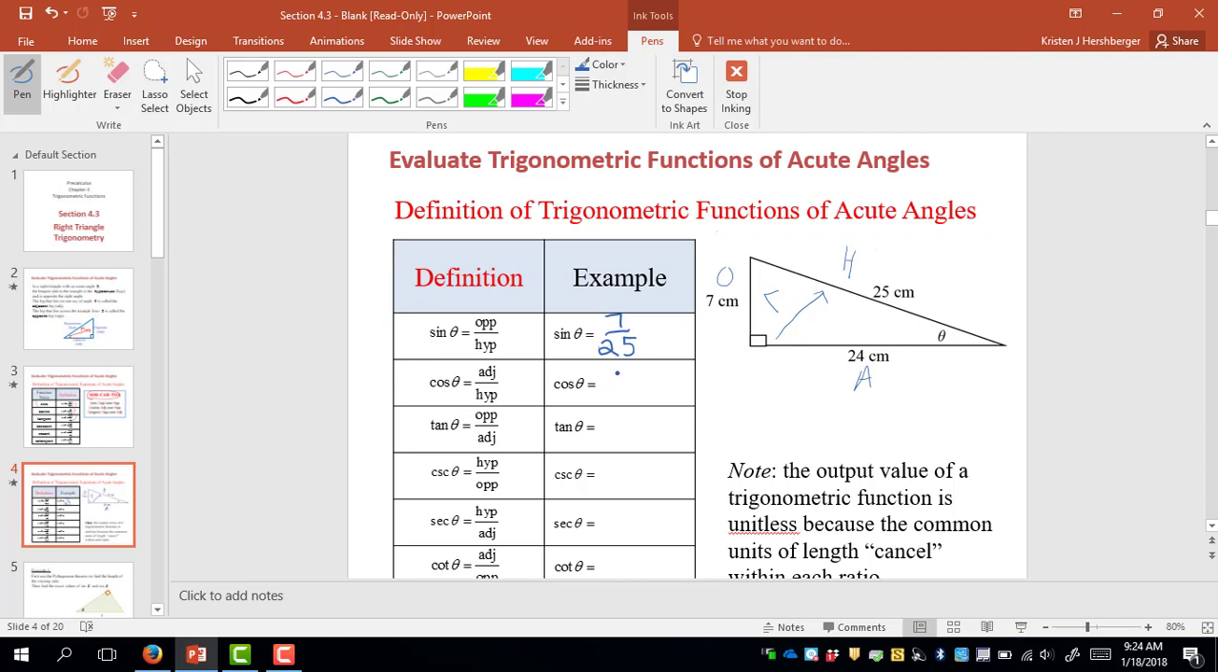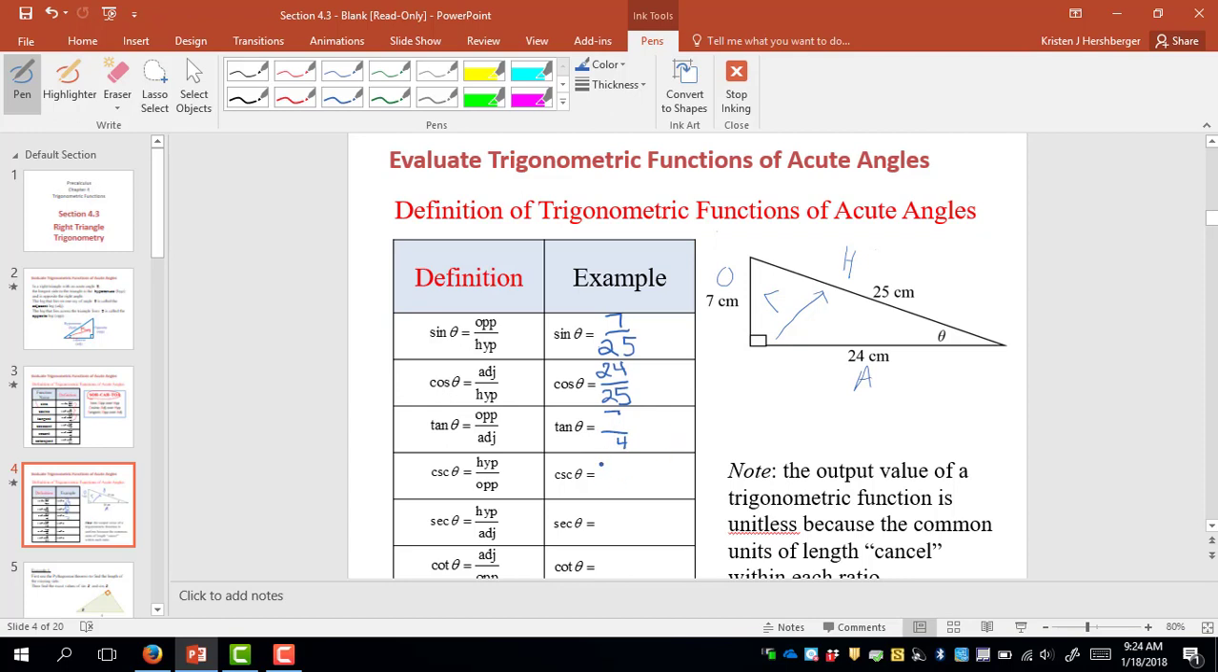Cosine is adjacent over hypotenuse. So since our adjacent is 24 and our hypotenuse is 25, cosine is 24 over 25. Tangent is opposite over adjacent. So our opposite is 7 over our adjacent is 24. So tangent is 7 over 24.